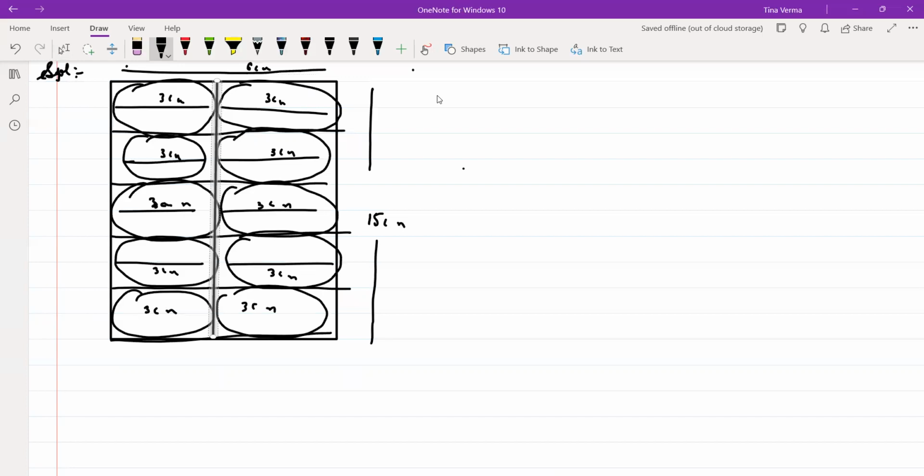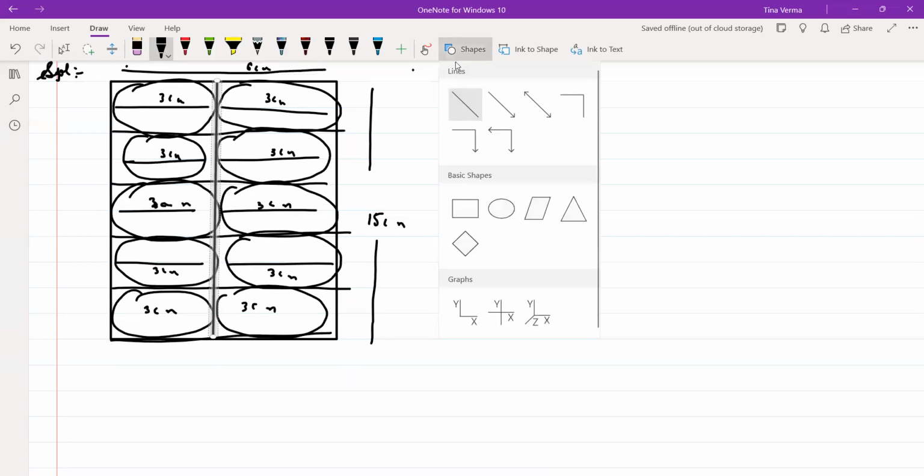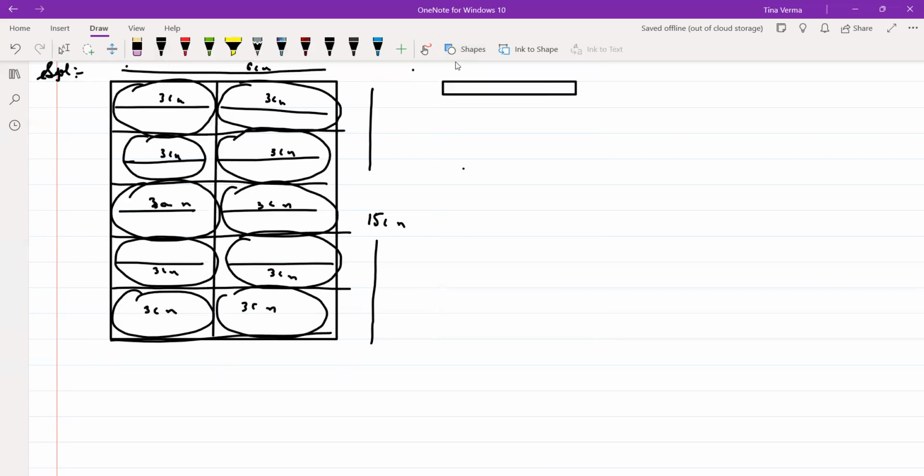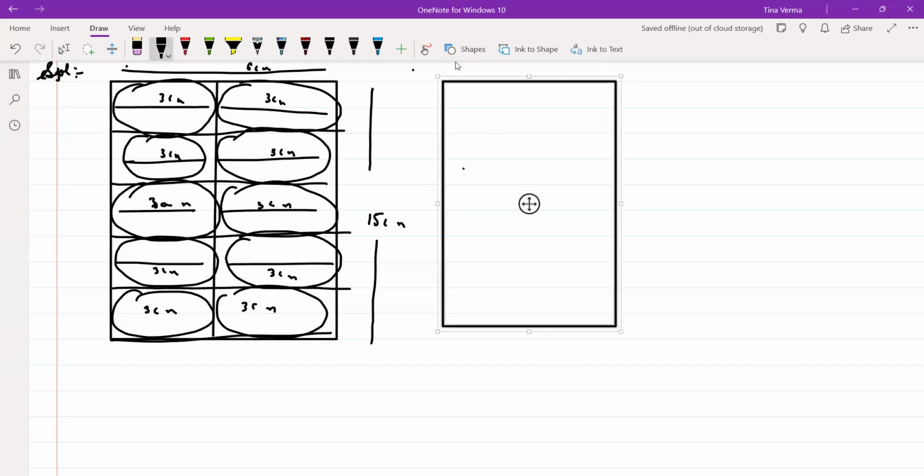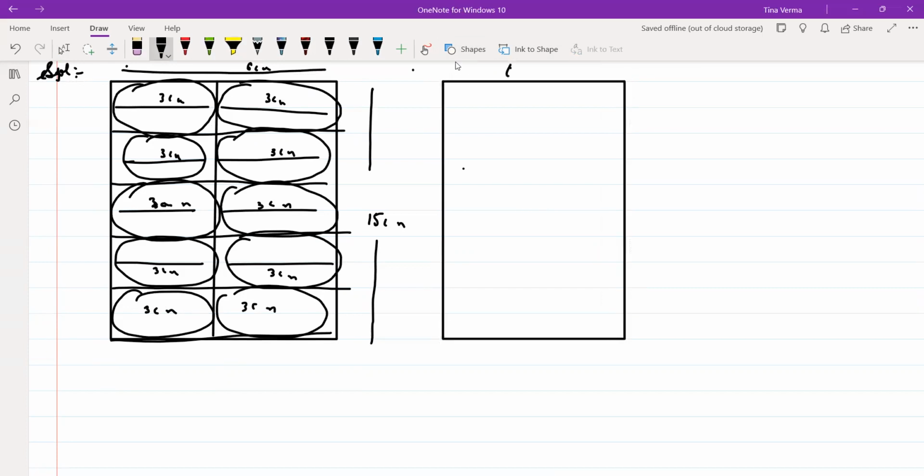So this is one pattern in which you have cut your 3 centimeter circular plates, but you also have to cut 6 centimeter ones. So we can discuss another pattern also. So this is my 6 centimeter and this is my 15 centimeter. What I can do is cut one circular plate of 6 centimeter. From 15 I have cut 6 centimeter.